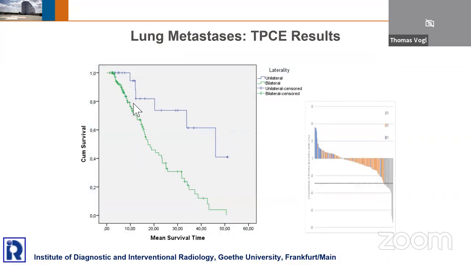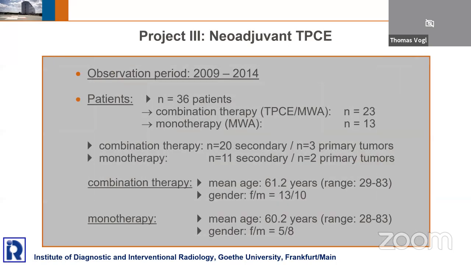Also, interestingly, we found a difference, which is shown also in the waterfall diagram on the right side. If we had patients with unilateral metastasis of the lung, they were significantly better than those patients with bilateral. Very interesting. This is not published so far in the surgical literature, but we were surprised how big the difference was. Maybe a bias, we are not sure about that.